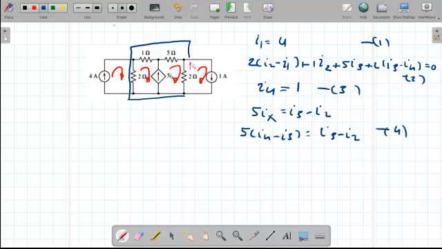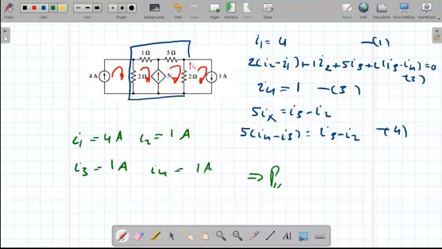After we solve these 4 equations, we will find that I1 equals 4, I2 will equal 1 amp, I3 will equal also 1 amp, and I4 will equal 1 amp. Then P for the 1 ohm resistor will equal 1 times 1 squared, so it equals 1 watt.